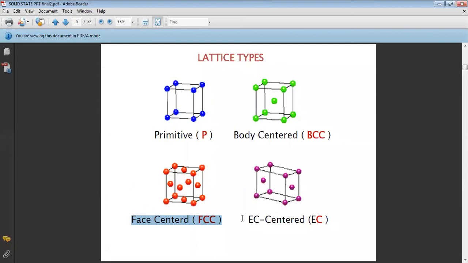And one more last one given there, end centered unit cell given as EC. There at the 8 corners 8 particles are there. In addition to the particles at the corners, 2 particles are mentioned at 2 opposite face centers. So these are 4 different types of lattices which are possible for us. First one is primitive, remaining all are centered unit cells. Okay, we'll go for the next one.